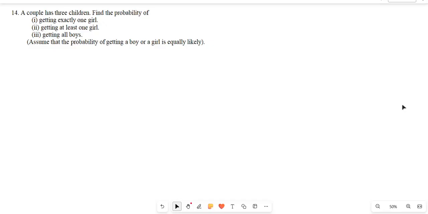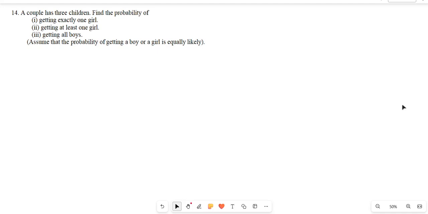Okay guys, we'll move to question number 14, and this is also similar to question number 13, which is the tossing a coin problem. The only difference is that here it mentions children, and there are three children, and they are asking you to find the probability of getting exactly one girl, getting at least one girl, and getting all boys. So what is the difference here?